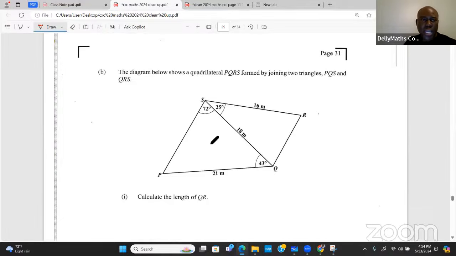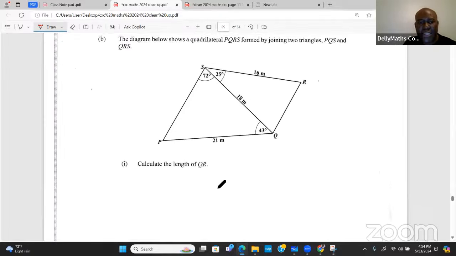We're on some tricky questions now. It says, the diagram below shows a quadrilateral PQRS formed by joining two triangles PQS and SQR. Let's take a look at these. It says calculate the length QR. All they want me to do right now is to calculate this length right here. But remember though, I have an angle between two known sides. So all I'm going to do is use my cosine rule. So the cosine rule suggests 16 squared plus 18 squared minus 2 times 16 times 18 times the cosine of 25 degrees. And it's going to take me there.